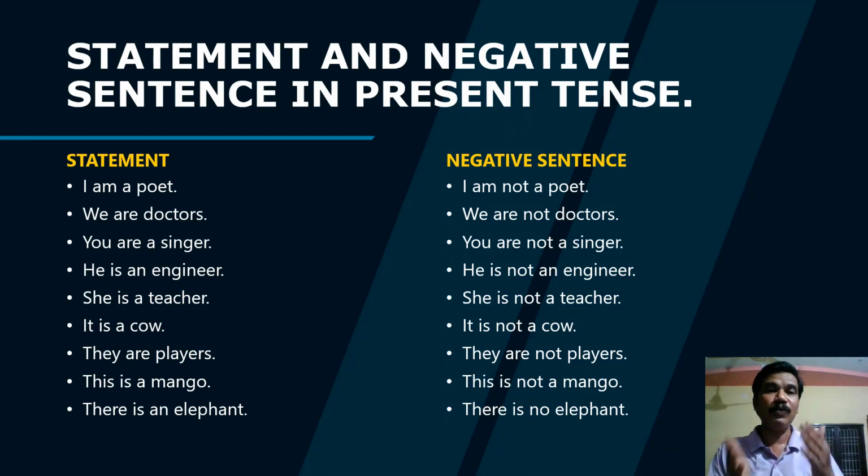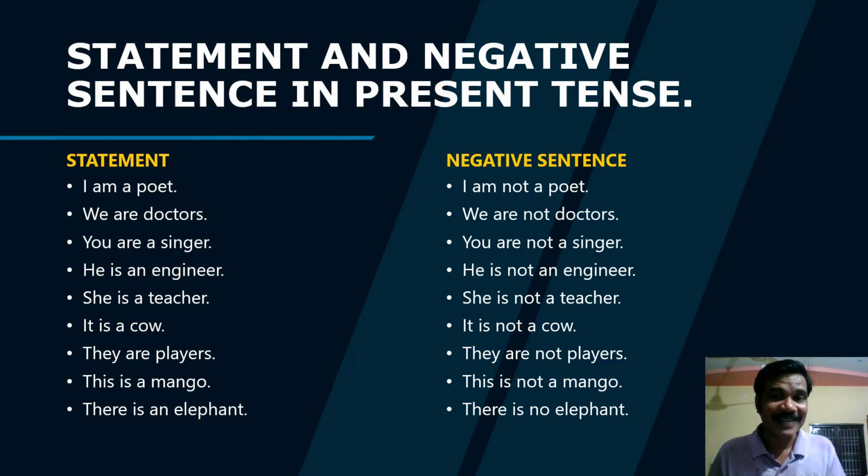Now let's learn how to change the statement into negative in this page. Statement and negative sentence. I am a poet. Can we say all the time, I am a poet? Sometimes you may not be a poet. You have to say no. Then what word do you need to use here? You have to use not. I am a poet, negative: I am not a poet.